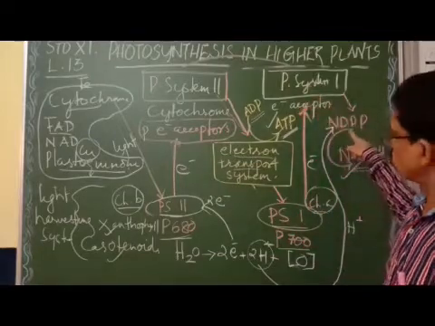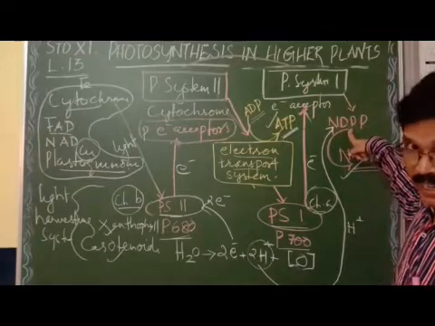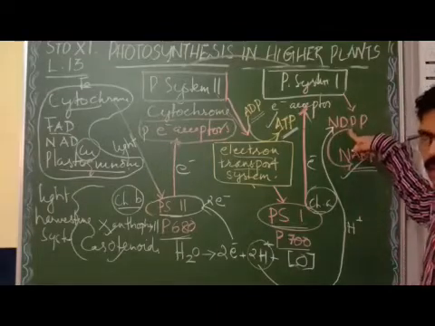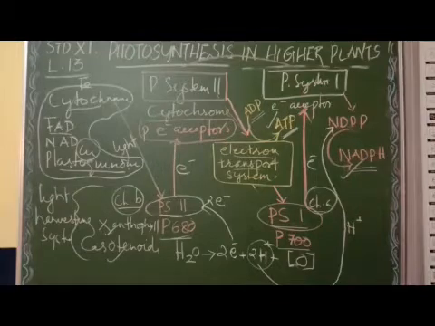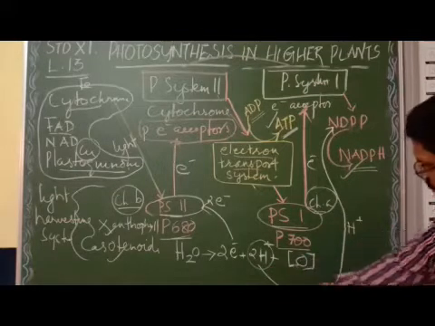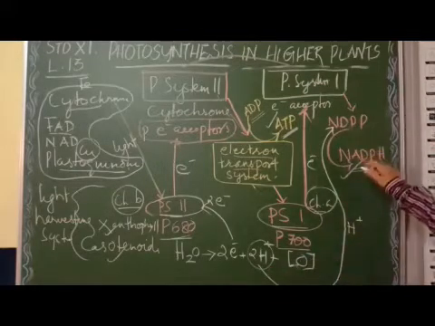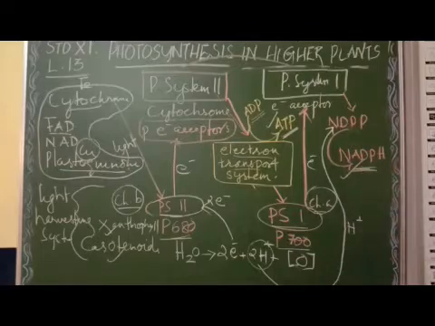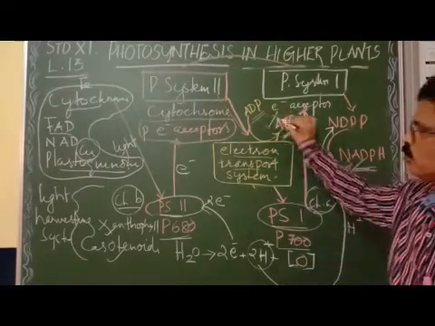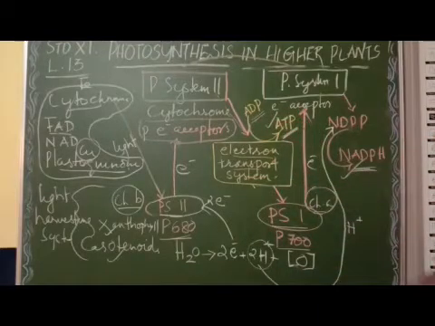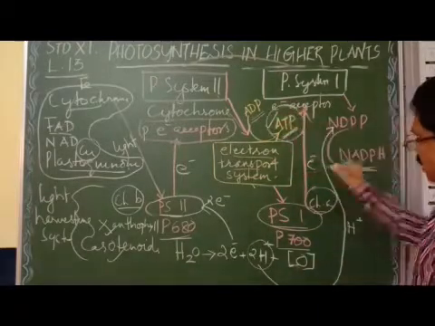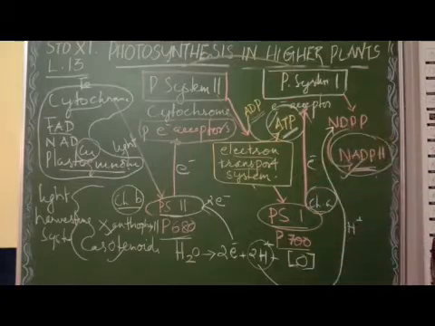It goes down to NADP, nicotinamide adenine dinucleotide phosphate. By accepting hydrogen atoms from the water, it is reduced to NADPH. During the electron transport through the electron transport system, ADP is converted to ATP. So ATP plus NADPH, high energy, are formed.